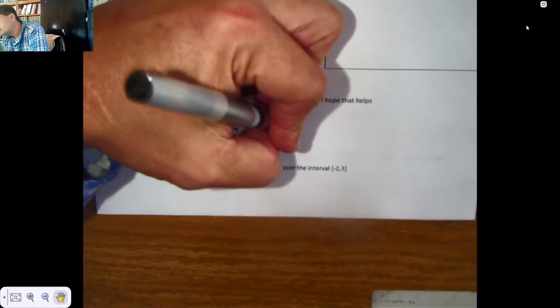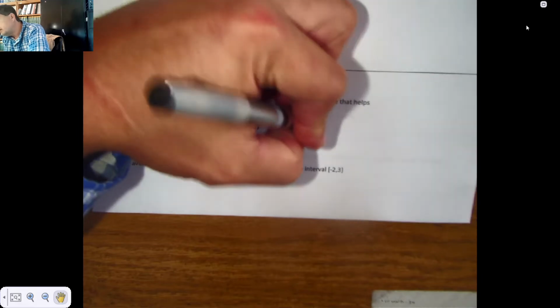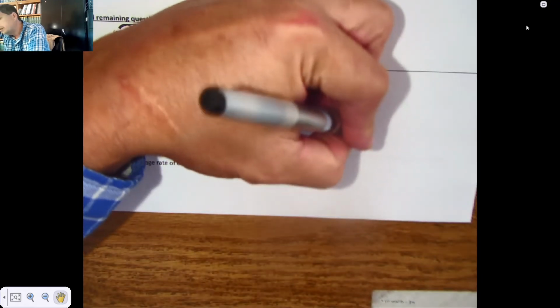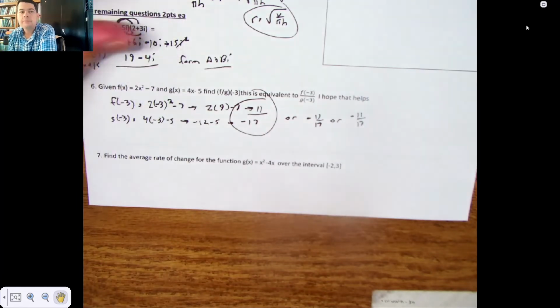I know that throws some kids off, but you can move the negative out front, or you can move the negative to the numerator. It would not stay in the denominator.